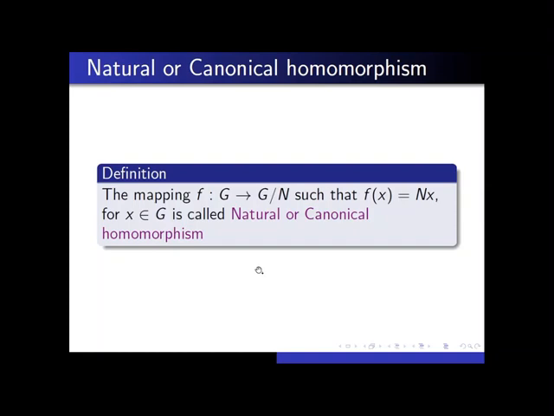Now let us define one natural or canonical homomorphism. The mapping f maps G to G by n, which is a quotient group, such that f of x is equal to nx. So this is how we define the mapping: if you take any element x in G, its mapping is nx for all x belonging to G. This type of mapping is called a natural or canonical homomorphism.